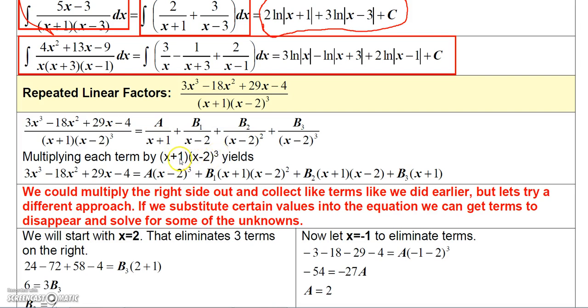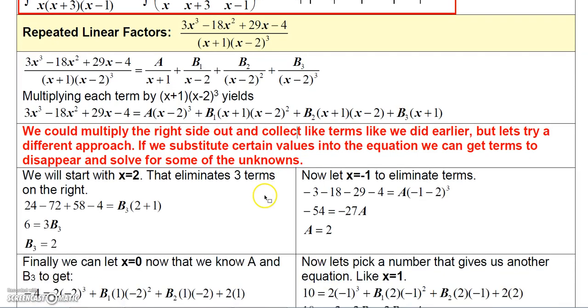Now, I'm going to assume that you kind of got the hang of this now. So if you multiply the left-hand side by x plus 1 times x minus 2 cubed, it just gives you the numerator. And then if you multiply this times this term, the x plus 1 cancels and you get this. If you multiply it by this term, the x minus 2 cancels and you get this. If you multiply it by this term, the x minus 2 quantity squared cancels and you get this. And if you multiply it by this term, the x minus 2 quantity cubed cancels and you just get this.